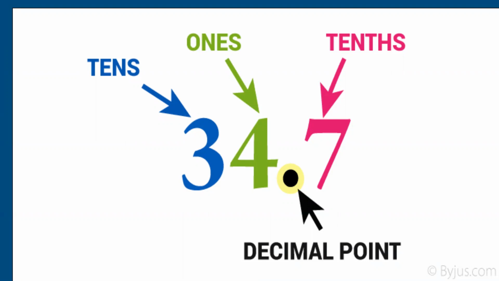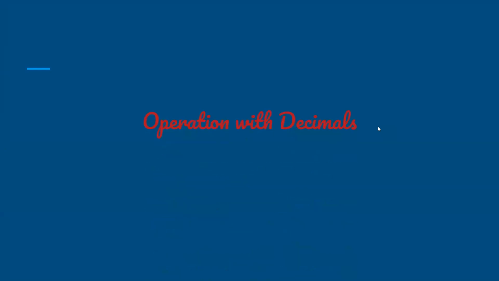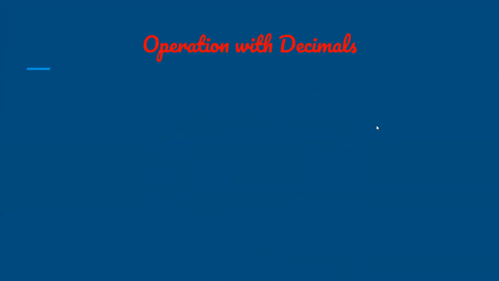Before the decimal, the first digit towards the left side is ones and the next is tens, as the whole numbers have. But after the decimal, the first digit is tenths. The digits which follow the decimal start from tenths. So this is 34.7. We read it like this. This is called a decimal. In this chapter, we will study the operations with decimals.